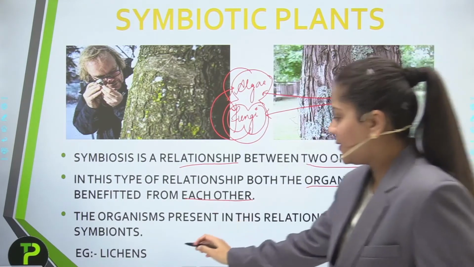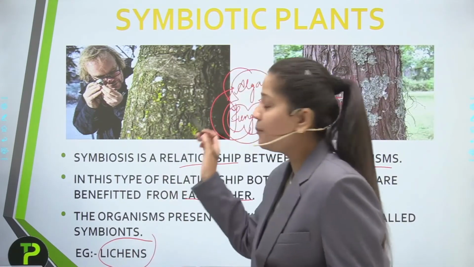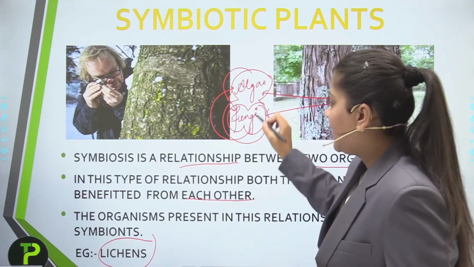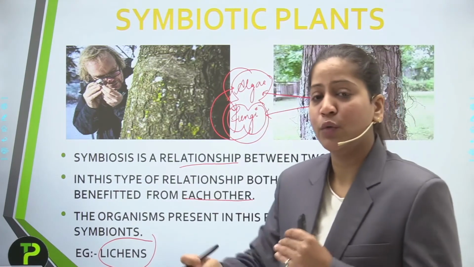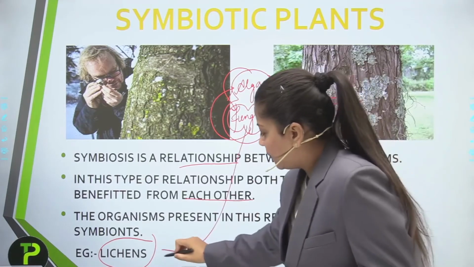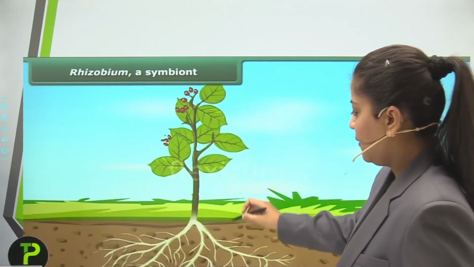So lichen is an example of a symbiotic relationship. What is lichen? The relationship of algae and fungi, and the type of nutrition they are sharing with each other, is nothing but lichen. Here is a tree.